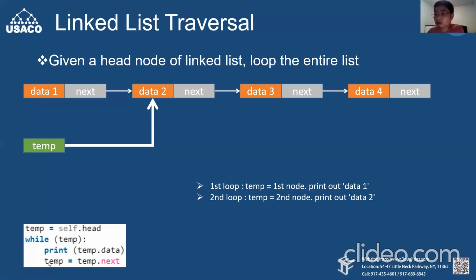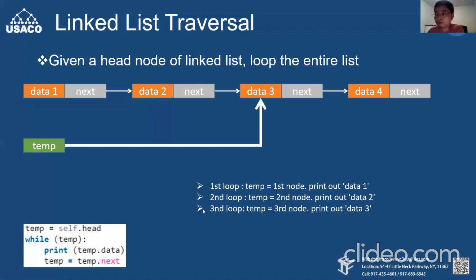And again, what happens is temp equals temp.next. What is the value of temp right now? Second node. So update temp to point to the second node's next, which means it will be node 3 now. Then it goes back to the loop again. You check if temp currently is not null. Yes, it is not null. So I go into the while loop again and print out data 3. Similarly, I'm going to update to the next, node 4.